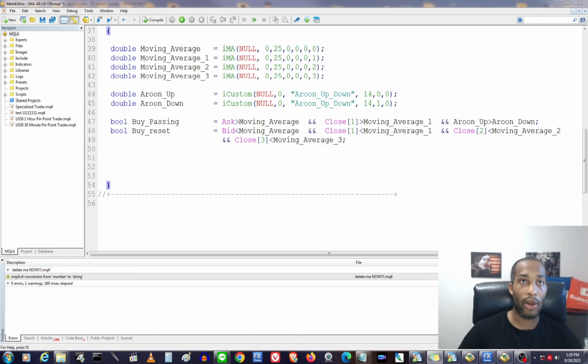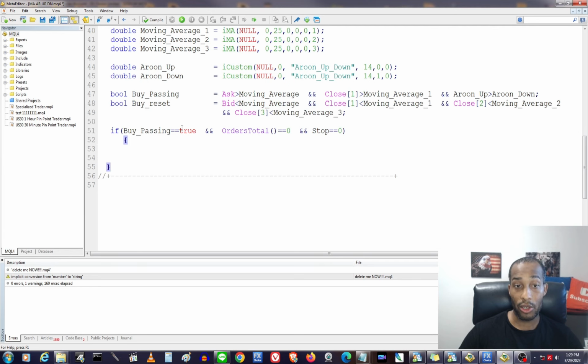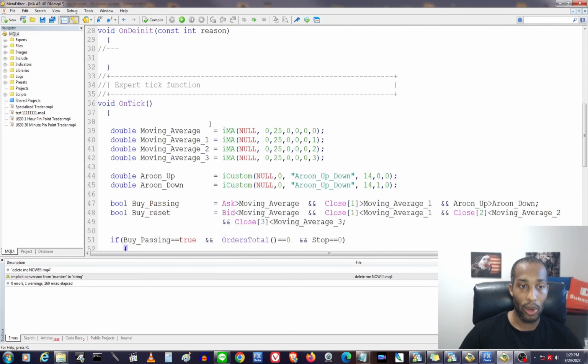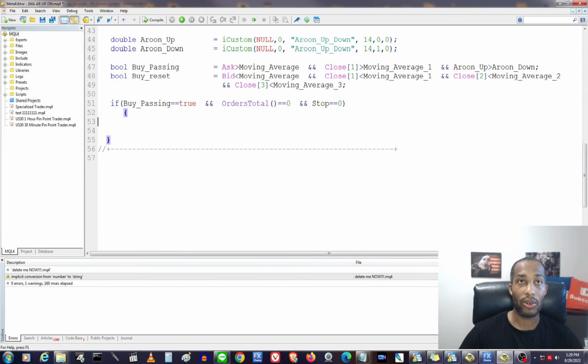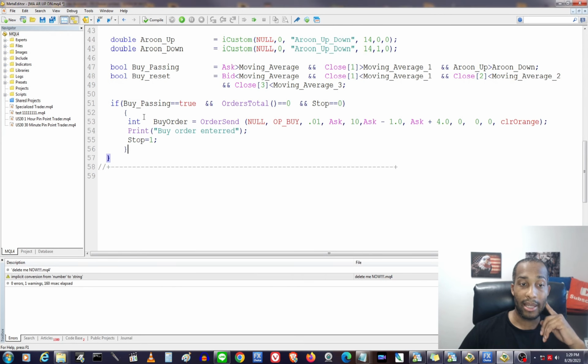Now we're going to start off with our if statement, guys, and this if statement is going to say if bypassing is true and orders total equals 0 and our stop, which is up here in the global, equals 0, we're going to be entering our trade, okay? But now here's our trade. We're going to be int buy order send. We're going to use null. OP buy means instant execution buy. Our lot size is 0.01. We're going to do an ask price off of our entrance.